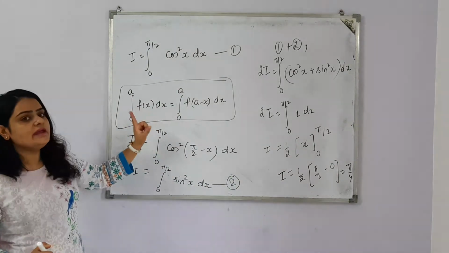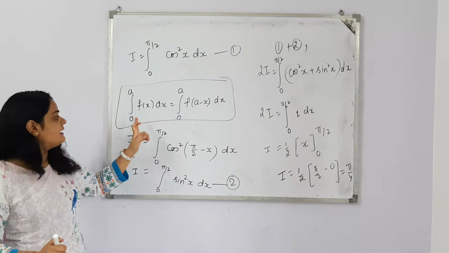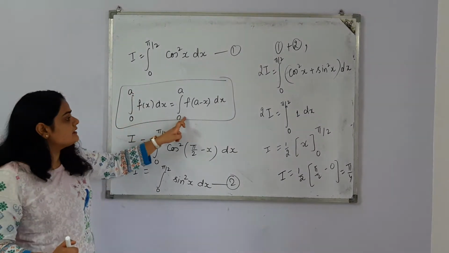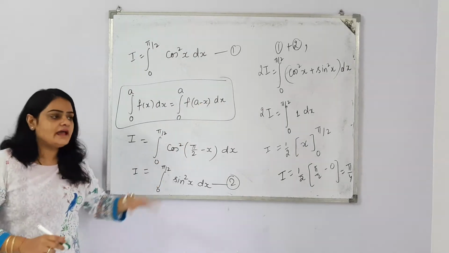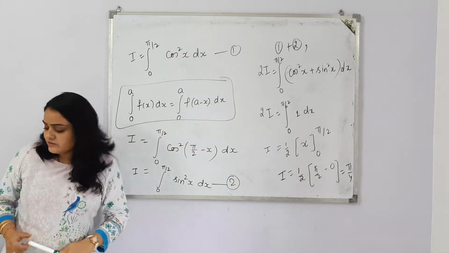So this is one of the major properties. And the second property is that if the limits are 0 to a, then in place of x we substitute a minus x, and we solve the question like this. Now let's do one more question.